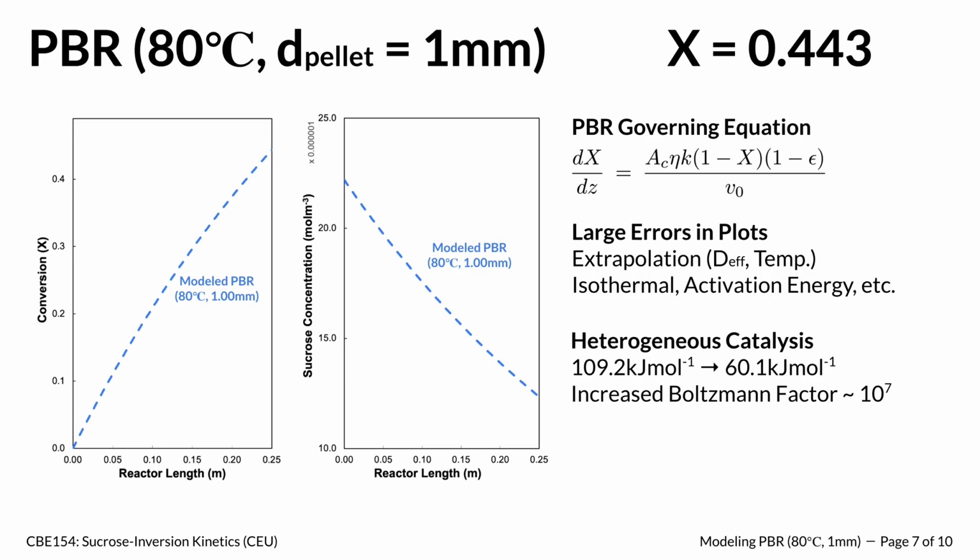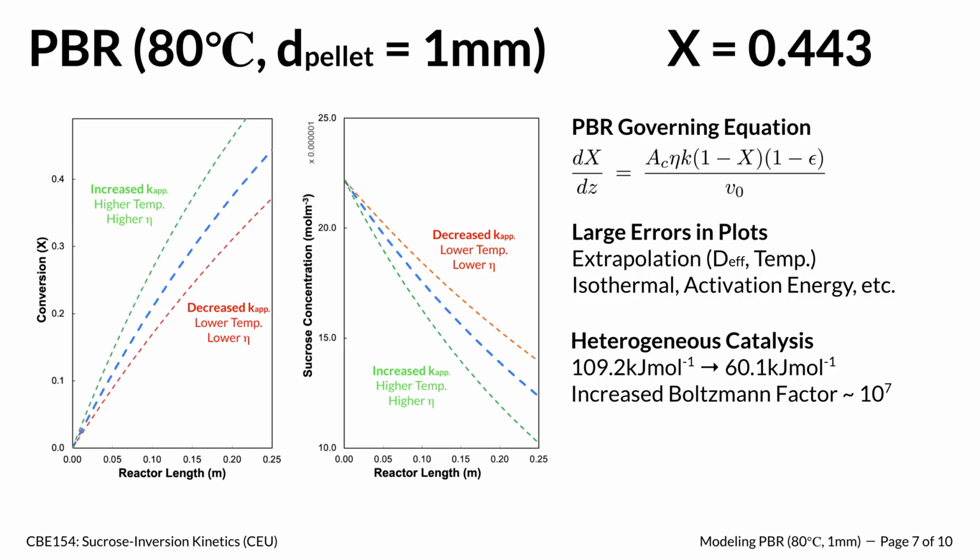By using the catalyst, our team was able to provide an alternative reaction path with lower activation energy, increasing the Boltzmann factor significantly. Remember that the Boltzmann factor is the fraction of particles with sufficient energy, and that fraction increasing by a power of 10 to the 7 is huge. Further increasing apparent rate constants will accelerate the reaction, and ultimately this will lead to a higher conversion and decreased exit stream sucrose concentration, as shown in the green plots, under the green lines in the two plots.